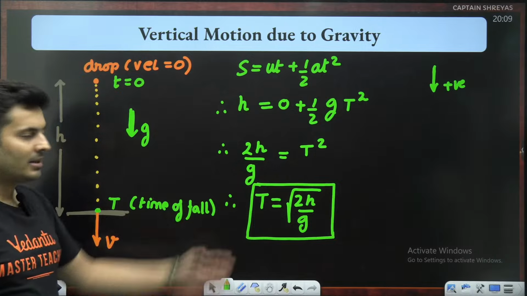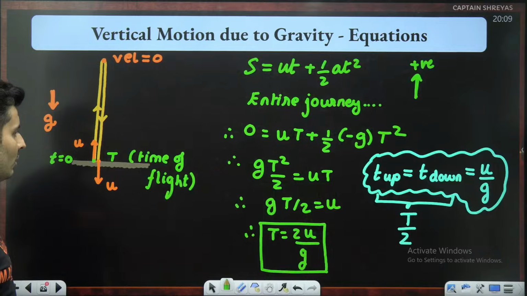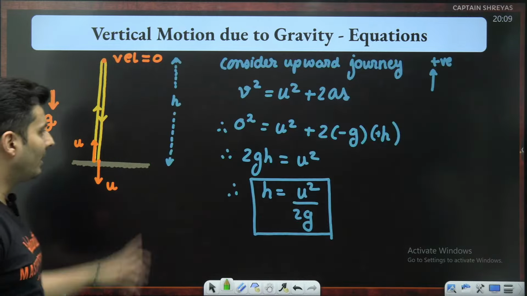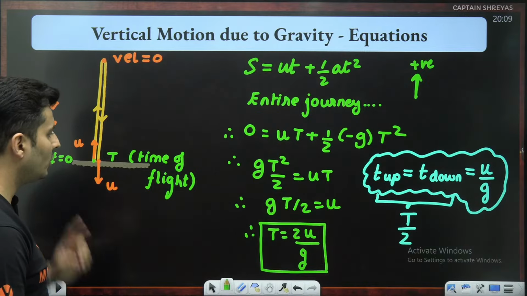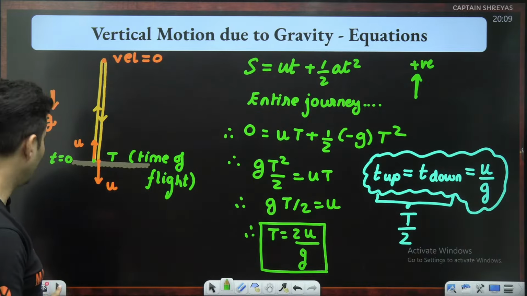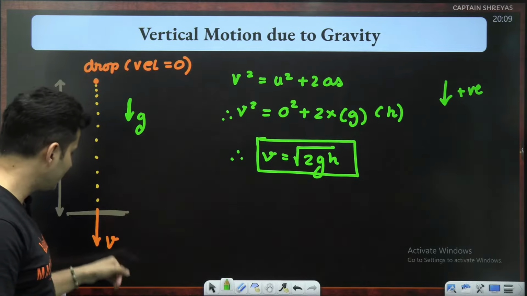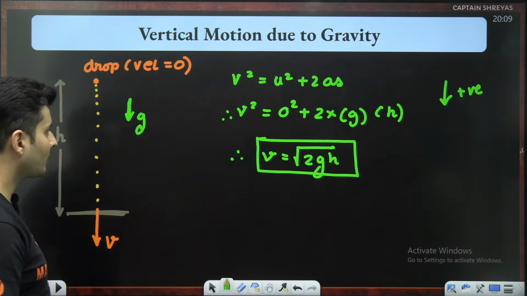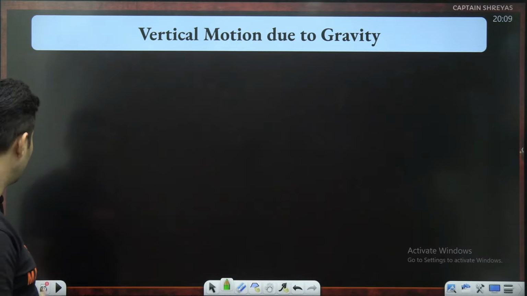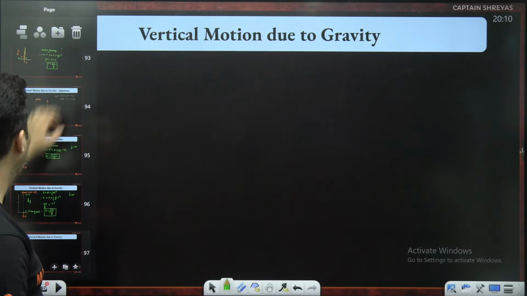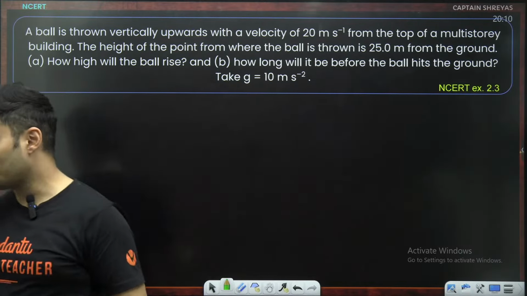This is also done. So all these four formulas you should know. What are those formulas? When you throw it from below, how high will it go? u square by 2g. How much time will it take to go up and come down? 2u by g: u by g to go up, u by g to come down. When you drop something with zero velocity, the speed with which it hits is root 2gh, and the time to fall is root of 2h by g. As simple as that. So that was your vertical motion under gravity. Now let's see the remaining questions, and this chapter comes to an end.